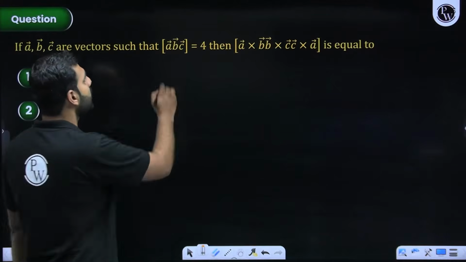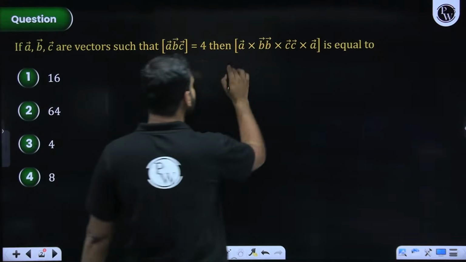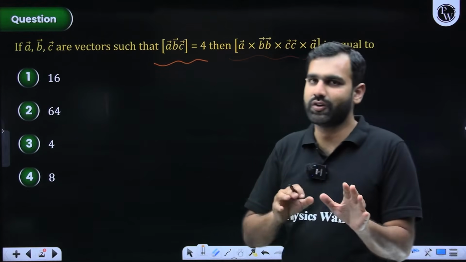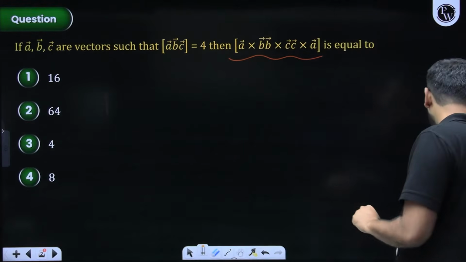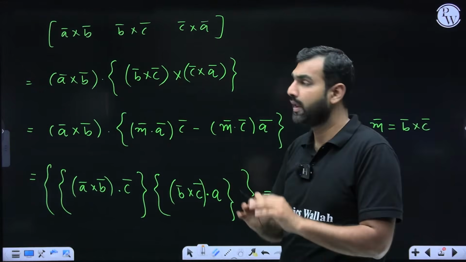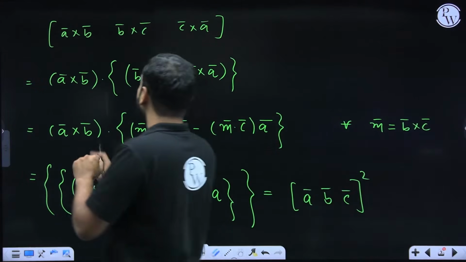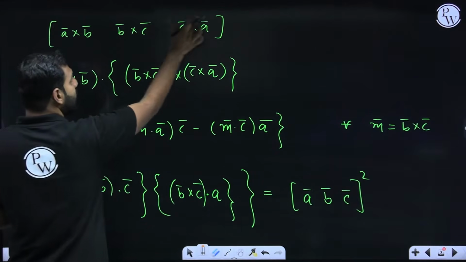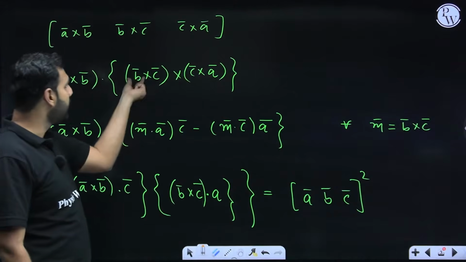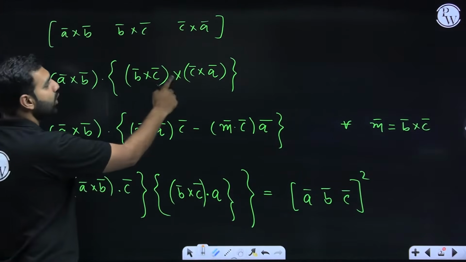It says box of ABC is 4 and we need to find box of A cross B, B cross C and C cross A. Pause the video and try it by yourself. The solution is pretty simple here. The box of A cross B, B cross C and C cross A is given by A cross B dot of B cross C cross C cross A. Let's say B cross C is M for a while. So I'm replacing this by M. So it is M cross C cross A.